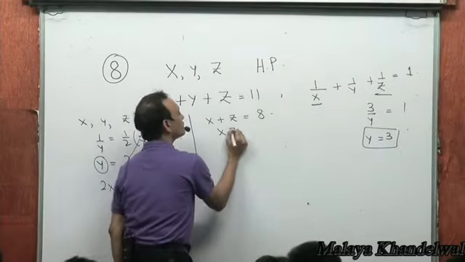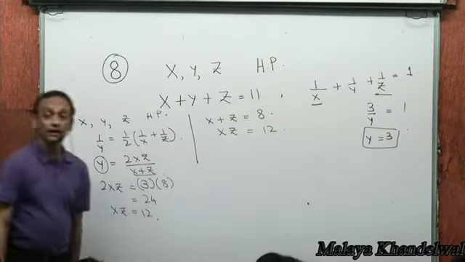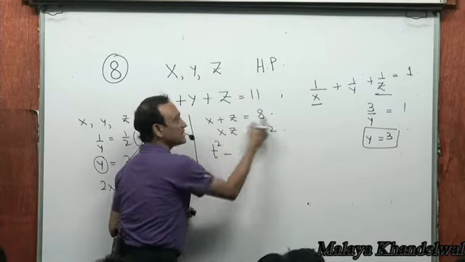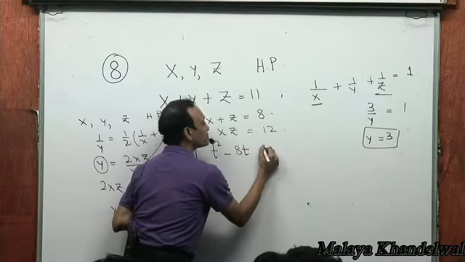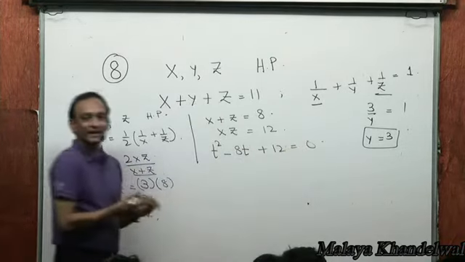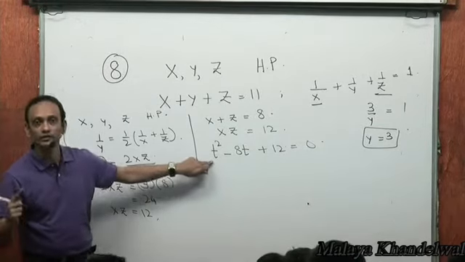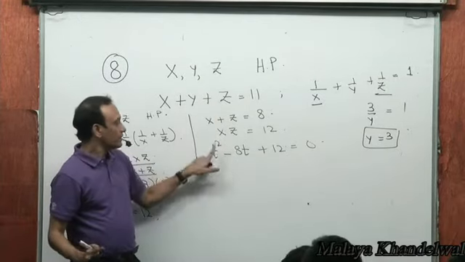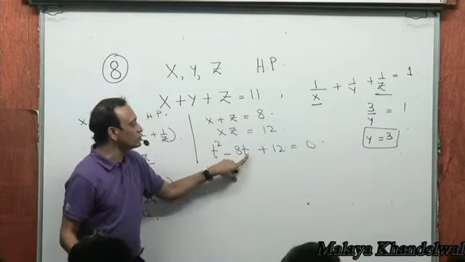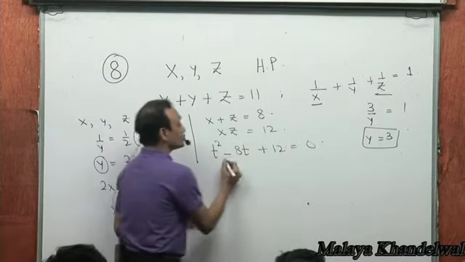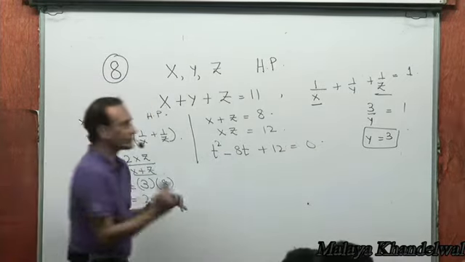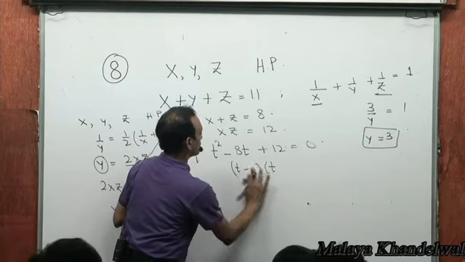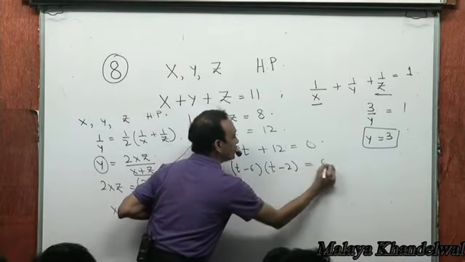XZ is 12. Now, X and Z are the roots of this: T squared minus sum of the roots into T plus product of the roots equal to 0. Yes or no? Given the sum and product, find the equation whose roots are X and Z. T squared minus 8T plus 12 is 0. So T will give me the pair X, Z, right? So (T minus 6) into (T minus 2) is 0.